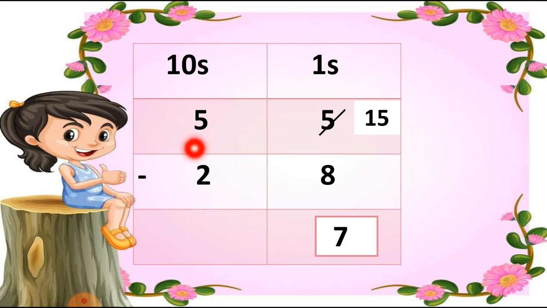So here is 5 number. Let's cut it and put 4 number there because 5 minus 1 is equal to 4. Now 4 minus 2. It means we have to cut 2 numbers from this 4. So the answer 2 will come, and here is our answer 27.